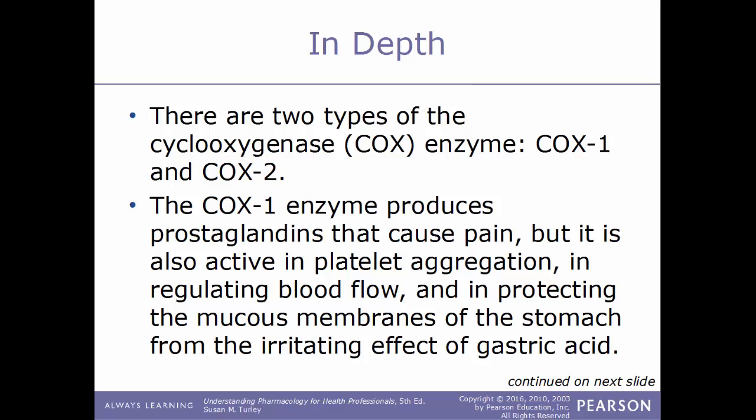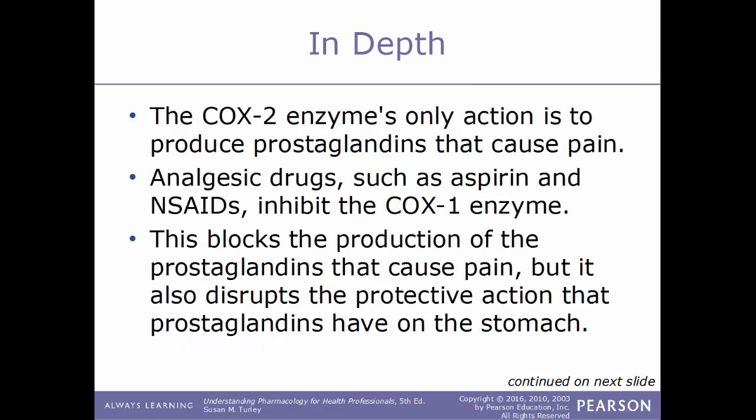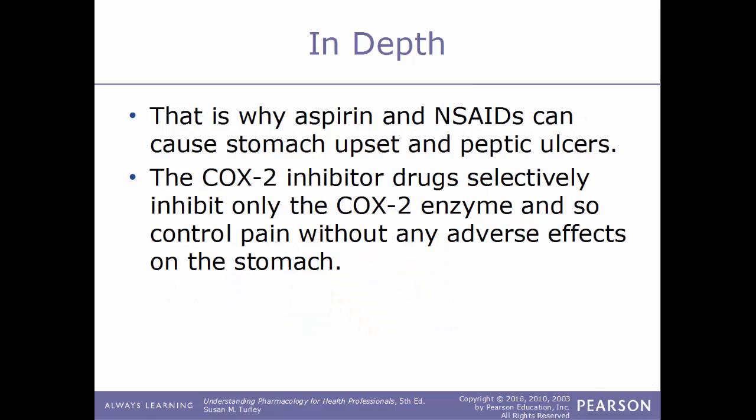They're known as COX-1 and COX-2. Now the COX-1 enzyme produces prostaglandins that cause pain, but it is also active in platelet aggregation, regulating blood flow, and in protecting the mucous membranes of the stomach from the irritating effect of gastric acid. Now COX-2, its only action is to produce prostaglandins that cause pain. So analgesic drugs like aspirin and NSAIDs inhibit the COX-1 enzyme. So this blocks the production of the prostaglandins that cause pain, but it also disrupts the protective action the prostaglandins have on the stomach. This is why aspirins and NSAIDs can cause stomach upset or peptic ulcers.